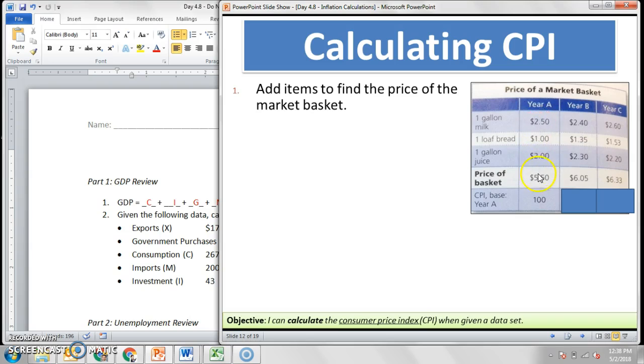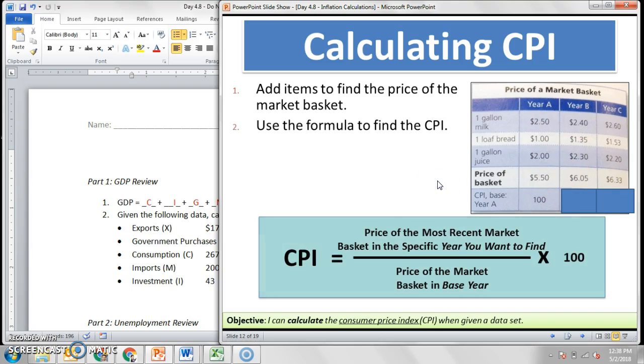Notice that the price on average went up from $5.50 to $6.05, but that doesn't mean the price of everything goes up. Look at the price of milk. It went down from $2.50 to $2.40. So overall prices went up, and that is an indicator of inflation. And so then we use this formula to find our CPI, the Consumer Price Index.